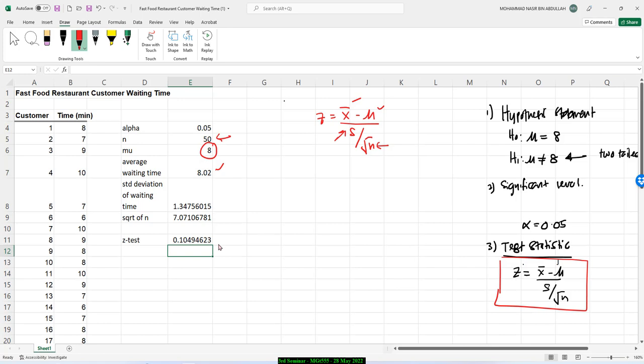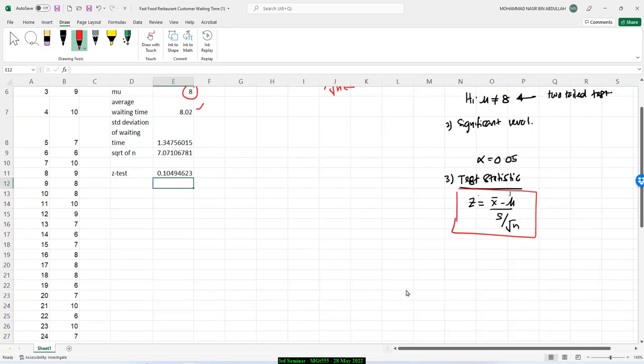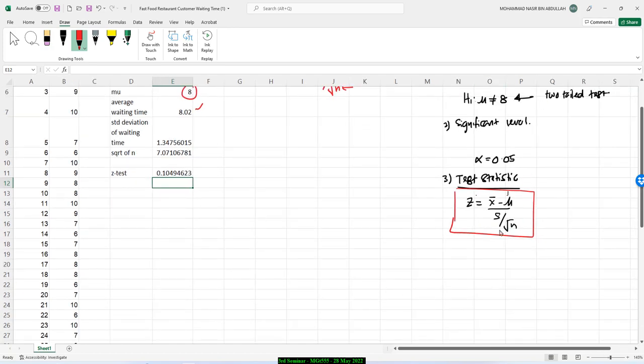Once we get the value here, we write it here. This one is 0.1049. So this is the value.